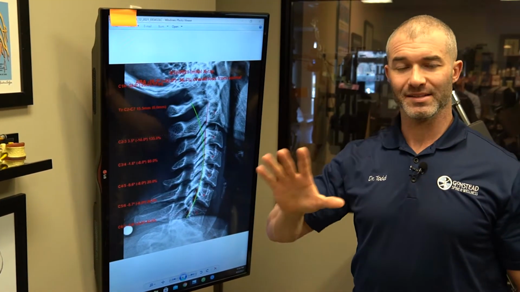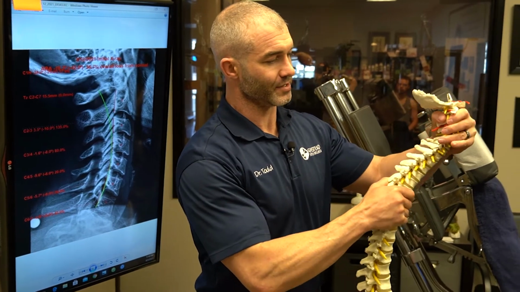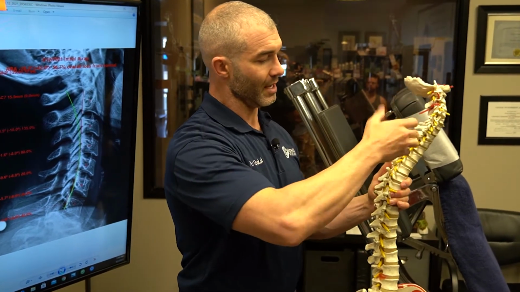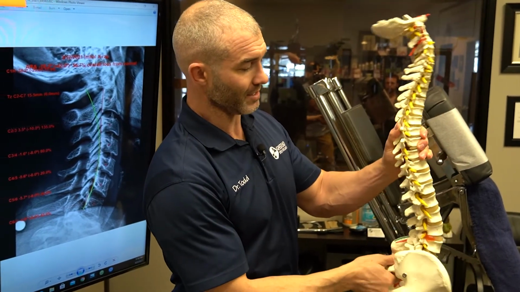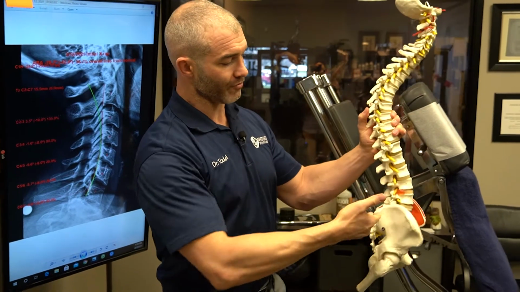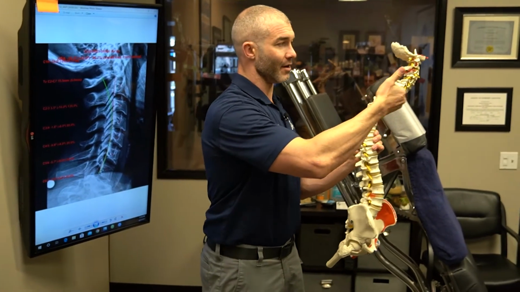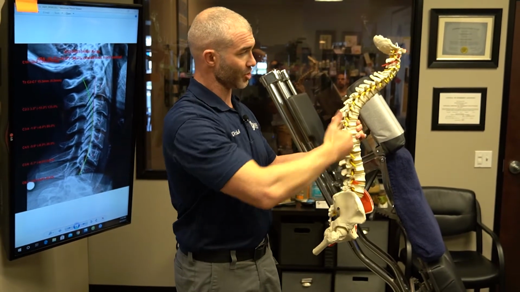Now, why is that important? Why is it important to have a curve in the neck? Let me show you this on the model. I like to show you on models instead of x-rays. So if we are looking at you from the side, you should have a nice forward curve. If we zoom out and look at the entire spine, because you have to kind of explain the entire spine to understand this, you should have a forward curve in the low back, a backward curve in the mid back, and then a forward curve in the neck. So it forms like this big, beautiful S-shaped curve.